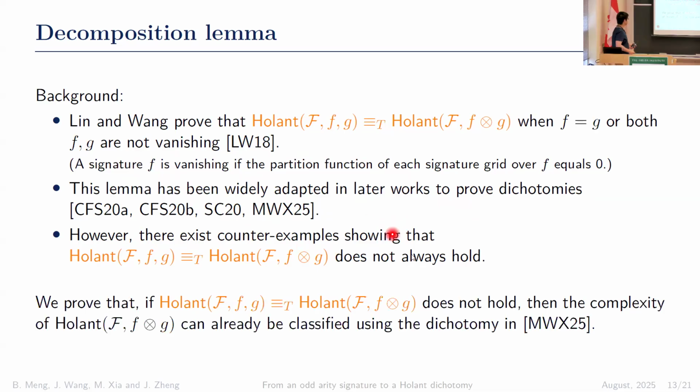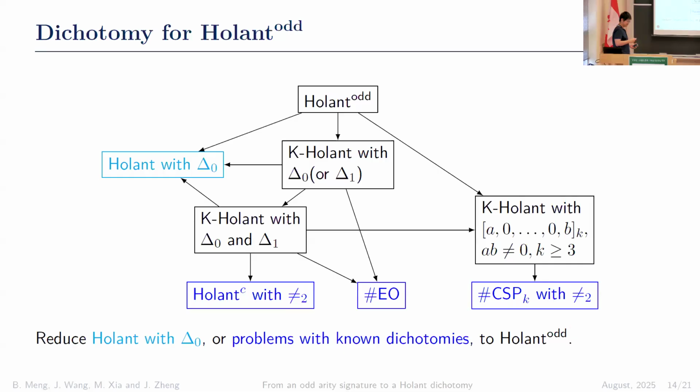And our dichotomy proves that you can always use this statement, or otherwise the complexity can already be classified using a dichotomy from the previous study. And now I'm going to introduce the dichotomy for Holant odd. Okay, I think I'm going too fast.